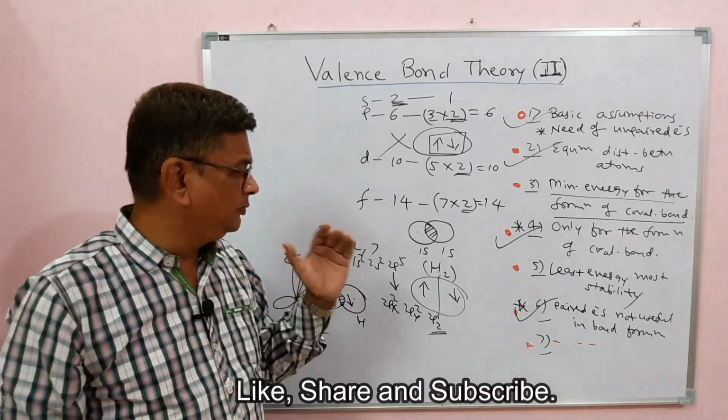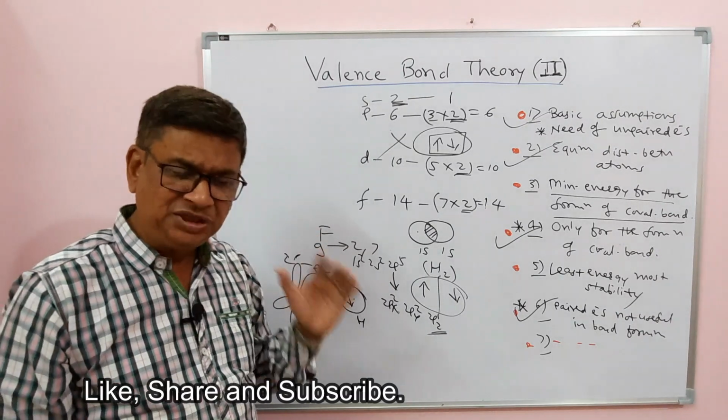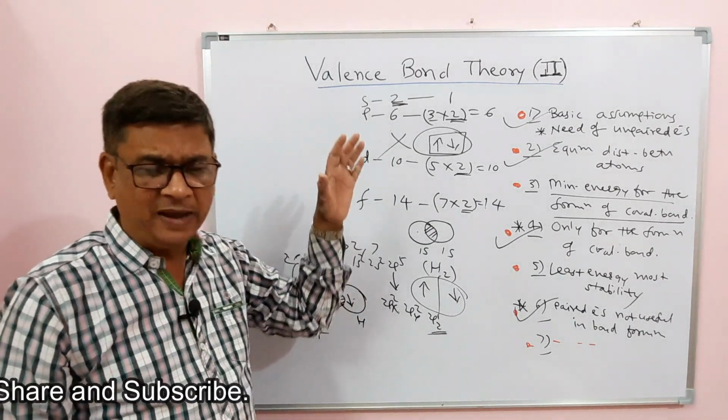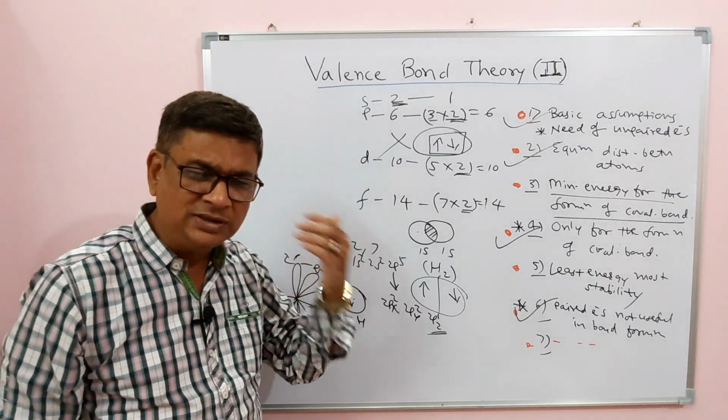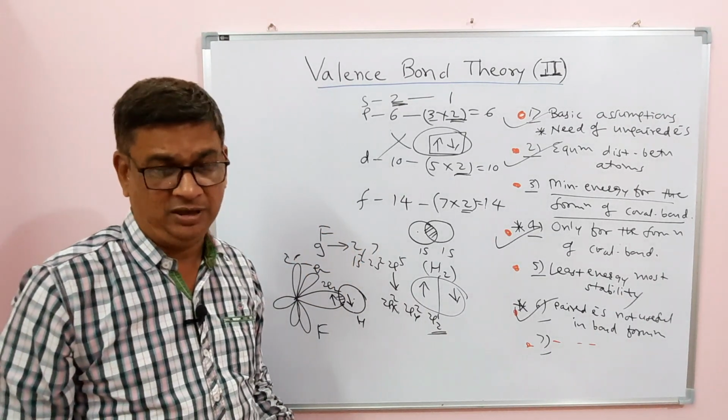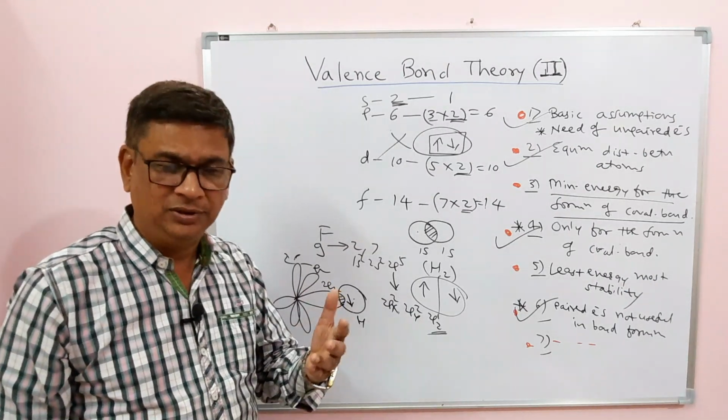There is the octet rule and limitations of the octet rule. Like that, valence bond theory also has limitations, and that's why the concept of hybridization is needed, which we'll take in the next session. Okay, thanks.